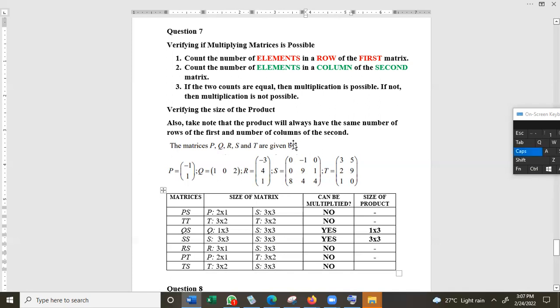Let's verify by looking at the matrices themselves. Let's look at T. How many elements in the row of T? 1, 2 elements. What about the column of S? 1, 2, 3. So multiplication is not possible. First times first, second times second, but what about the third number? Something is missing, so multiplication is not possible. Okay, so that's how you complete that table that you have. There are 2 ways to verify if multiplication is possible, and there are 2 ways to get the size of the product.